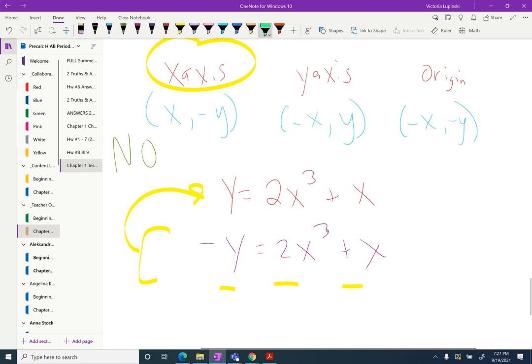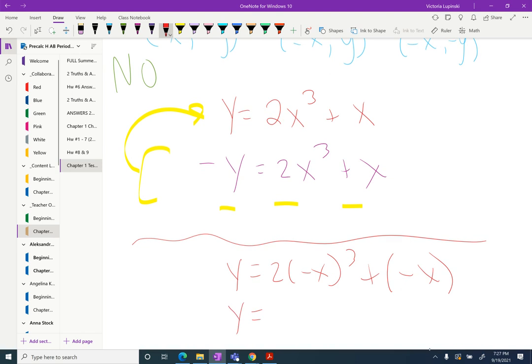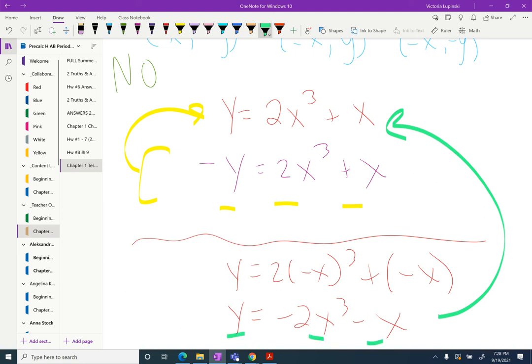If you're trying to test for y-axis symmetry, it means that everywhere there is an x, you're going to make it negative, and you're going to see if you can go back to the original problem. So everywhere there's an x, which means y equals 2 times negative x cubed plus negative x. If you cube a negative, it becomes a negative: 2x cubed minus x. And then again, you would want to check this compared to the original. Is there any way to make it go exactly back to the way that it started? Again, the only way you could do that is if you divided everything by a negative. But if you do that, you're still not going to be able to go back to the original.